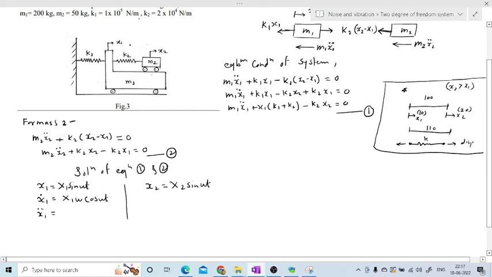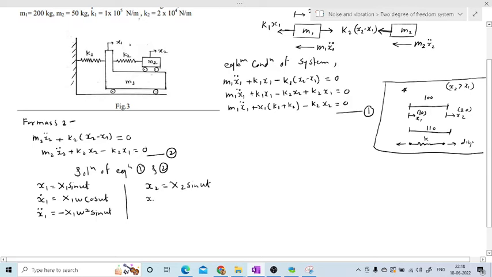So x1 double dot will be equal to, x1 is constant, omega is constant, differentiation of cos is minus sine omega t, and differentiation of omega t is omega. So this omega into omega will become omega square. So x1 double dot is minus x1 omega square sine omega t. Similarly, we'll repeat for x2.